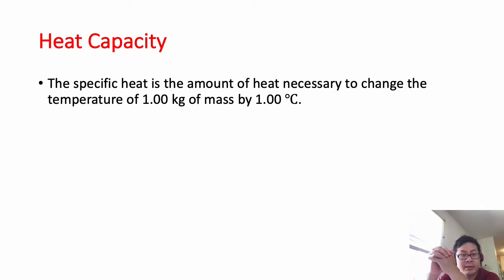By definition, the specific heat is the amount of heat necessary to change the temperature of 1 kilogram of mass by 1 degree. It means the heat to increase 1 kilogram of water by 1 Celsius degree is different from the heat needed to increase 1 kilogram of copper by 1 Celsius degree.